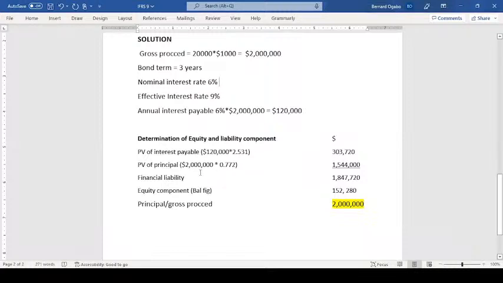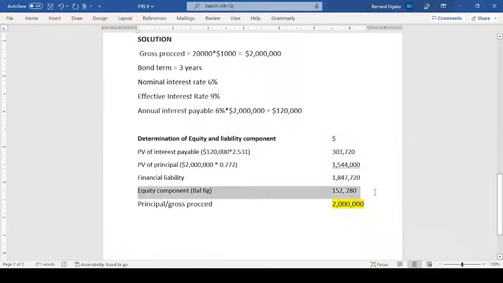So we find the present value of the principal using the simple discount factor because it is only going to be redeemed in the third year, and there's only a single amount. So the present value of 2 million in the third year, with the discount factor of 0.772 that you've been given in the question above, is 1,544,000. So the next step now to find the liability component of a compound financial instrument, you add the present value of the interest payable to the present value of the principal. So when you add 303,720 to 1,544,000, you are going to have 1,847,720.